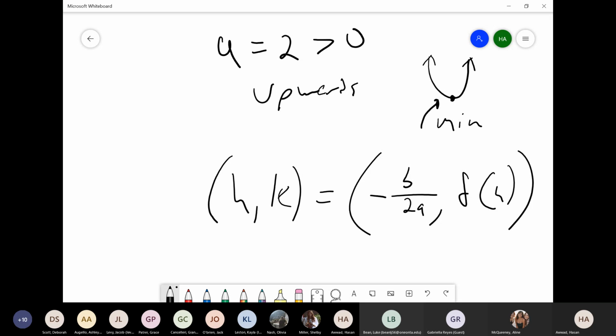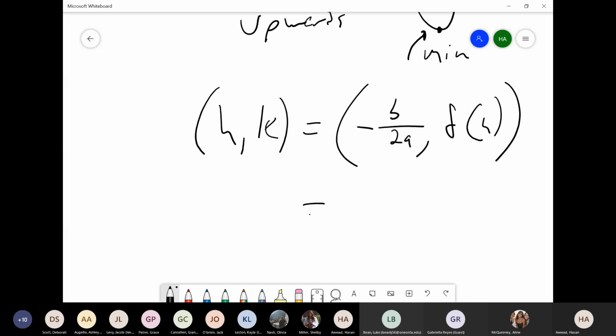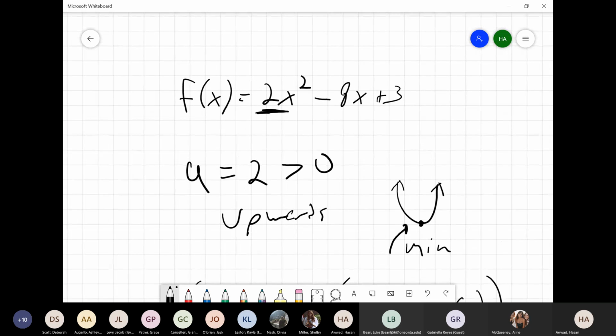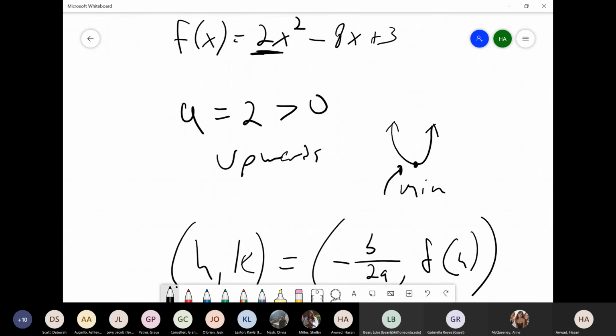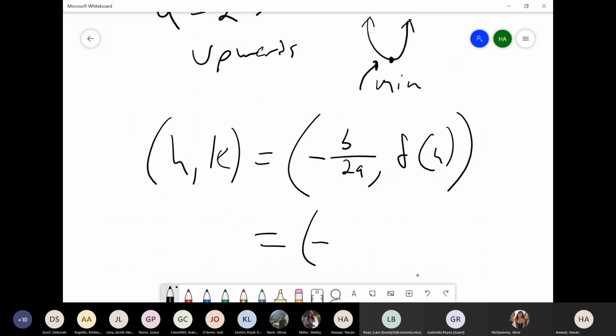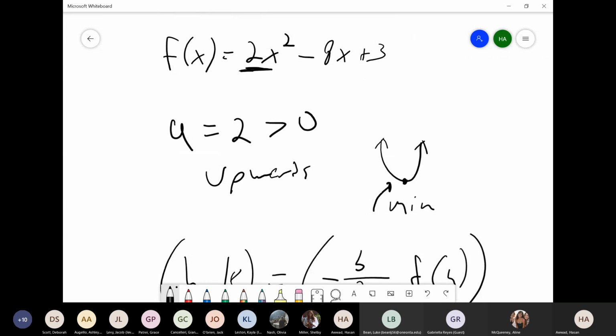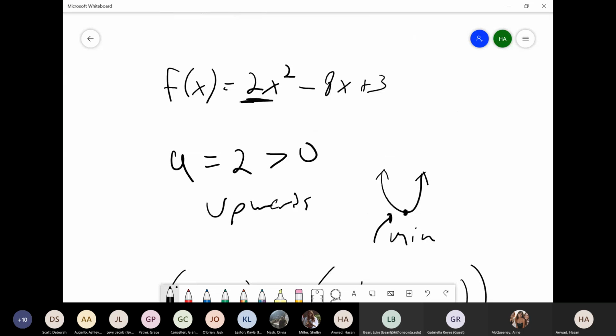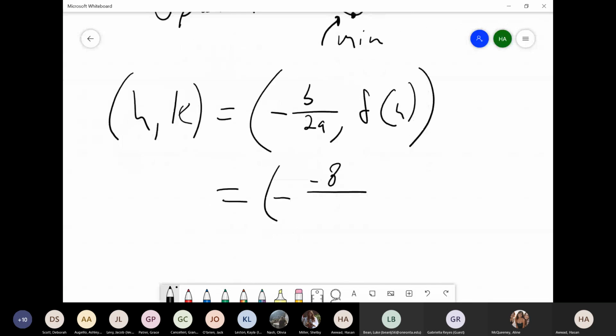So first we find negative b over 2a. To do that, we just plug in. b in this case is negative 8, so we have a negative on the outside, a negative 8 up top, over 2 times a. a, once again, is 2, so we have over 2 times 2. And we still don't know what k is yet, so we just leave it as f of h for right now.